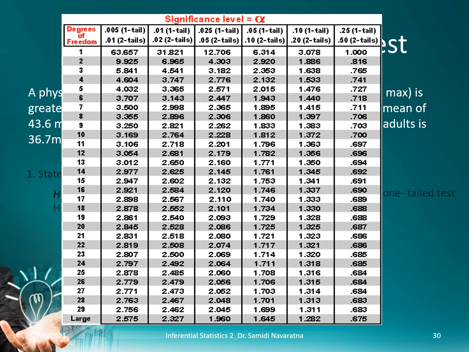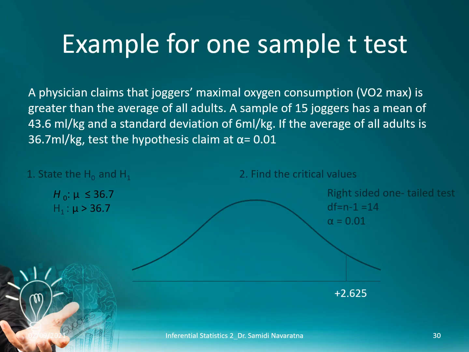So 14 and come down from here, 0.01 significance level, and our value here is 2.625. So we have marked it here. The critical value is plus 2.625. We don't have a negative value because this is a right-sided one-tailed test.